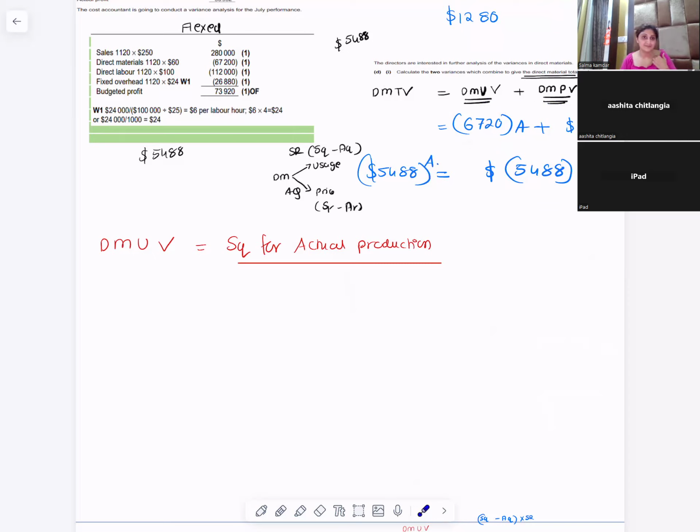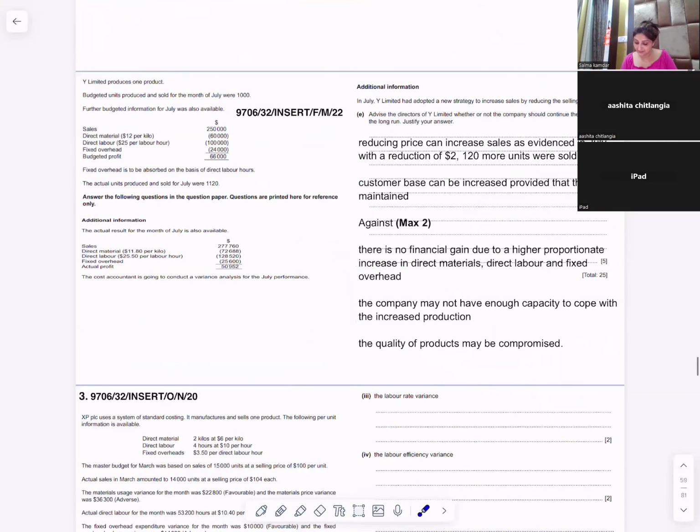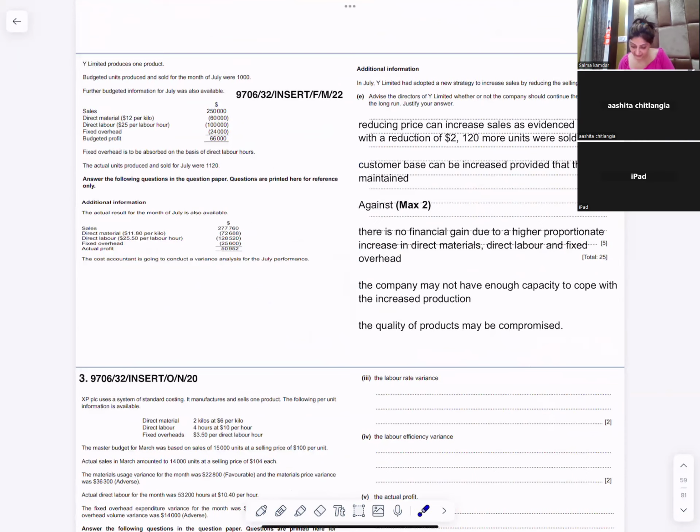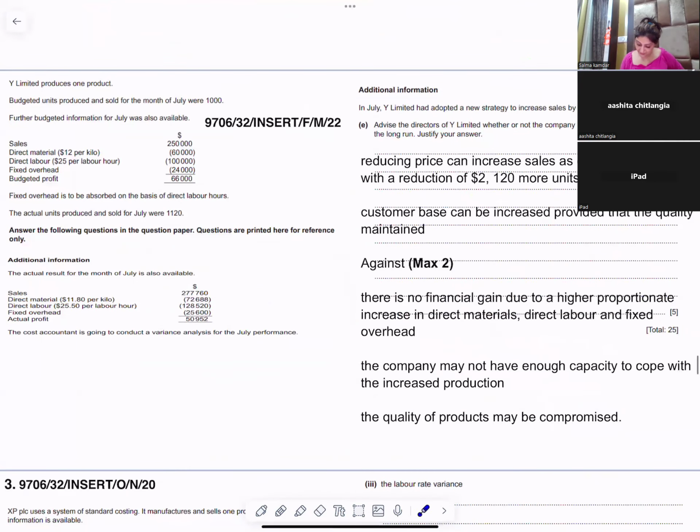Rectify. You purchase better material, which will improve the quality. Are you with me? Okay, fine, I'll go ahead. Now read this question.